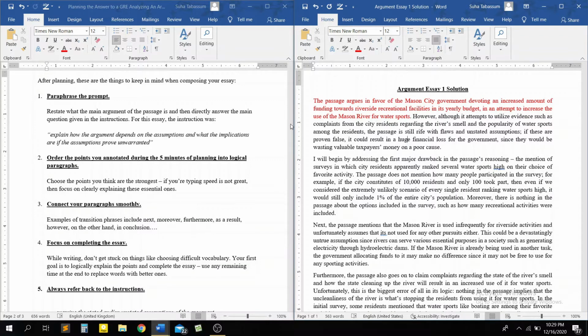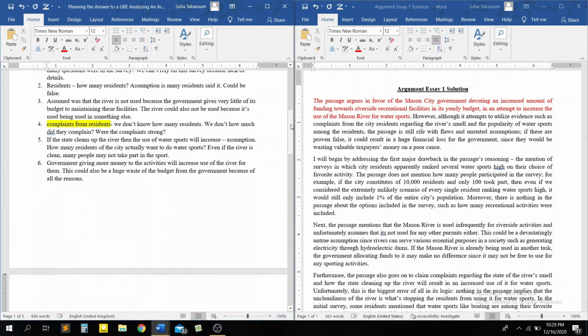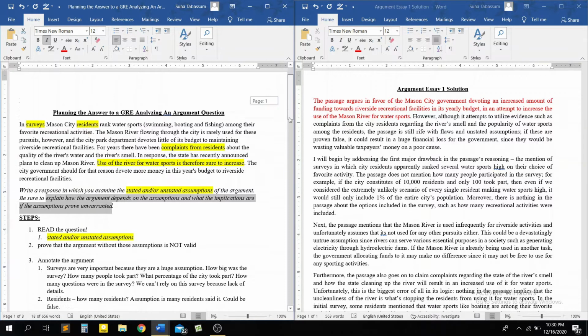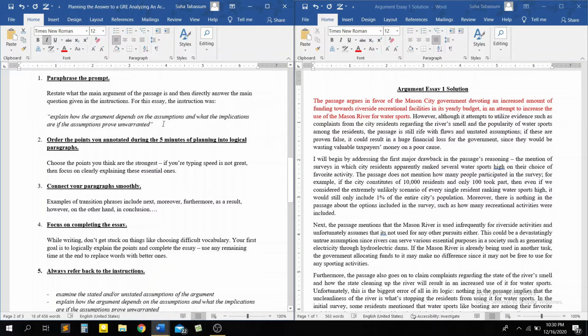The next thing you need to do is go through the instructions in the question. So the main instructions here were that you have to examine the unstated assumptions of the argument, which we already noted, and finally you have to explain how the argument depends on the assumptions and what the implications are if the assumptions prove unwarranted. In simple words, you have to say that if these assumptions are false, then what problems will occur? Okay, so what problems will occur if the assumptions we found in the passage are false? Right, so I wrote all this down here in step 1.